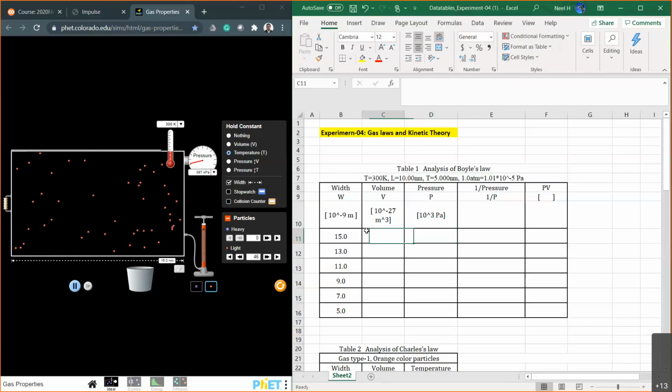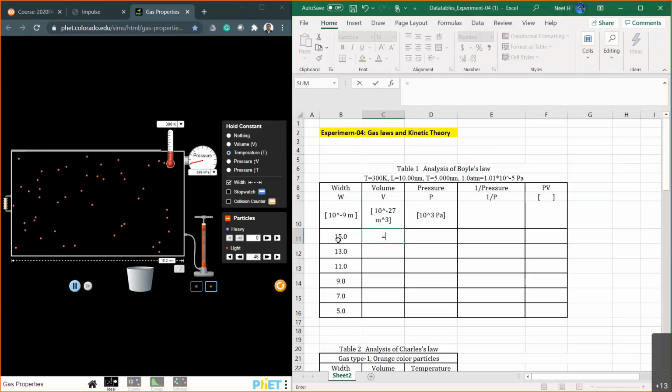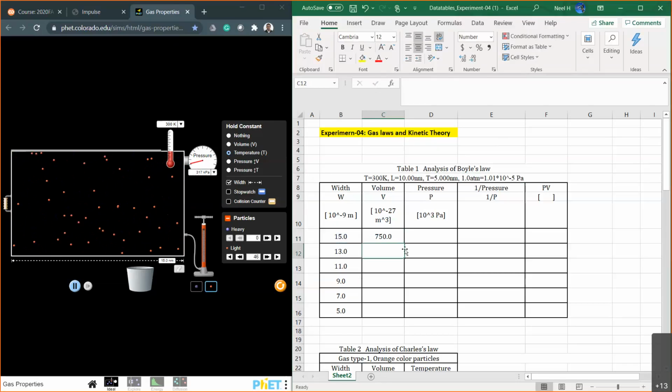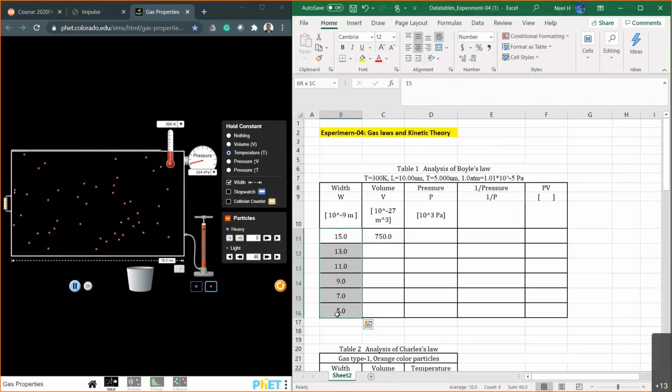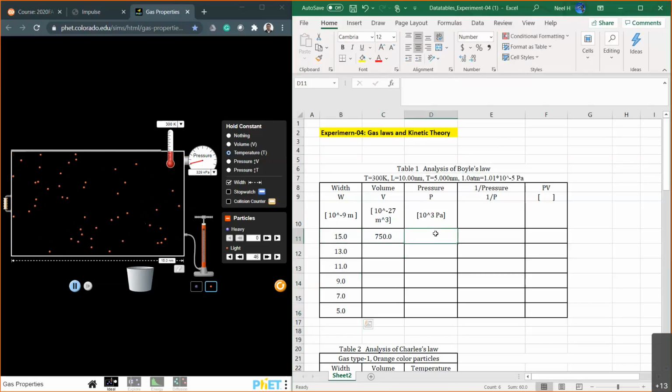Okay, now to get the volume, if I assume length and thickness remain constant, width right now is 15, which means I can multiply this cell by 10 times another 5, because length times width times thickness, right? So that will give you a number. Technically, it doesn't matter what this number is. Even if I use these numbers, I will still get the shape of the graph, okay? And the pressure at that volume is about 300.